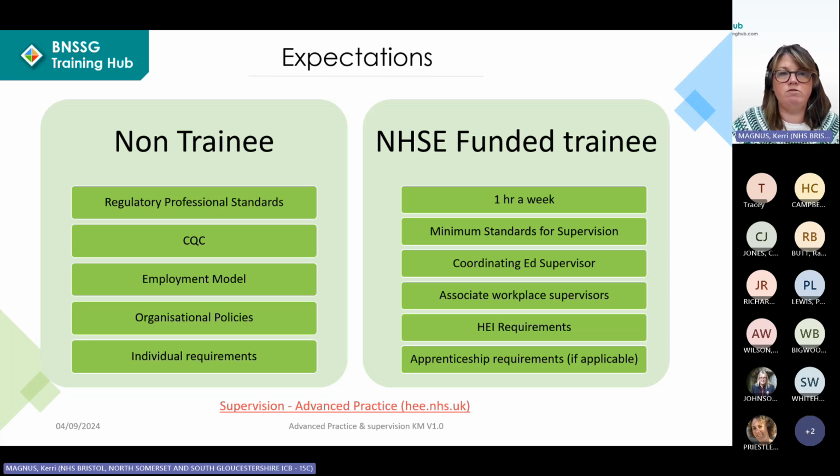For more information with regards to the expectations, please do click on the link, we're sending out the slide, and it will take you to those supervision requirements. But there are also requirements in the commitment statements that individuals sign and the handbook for the Centre for Advancing Practice.